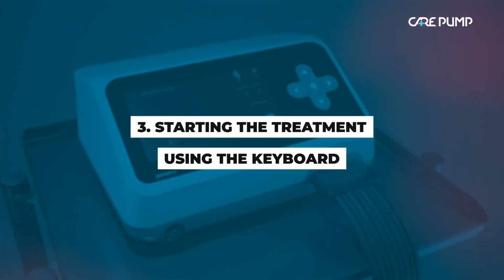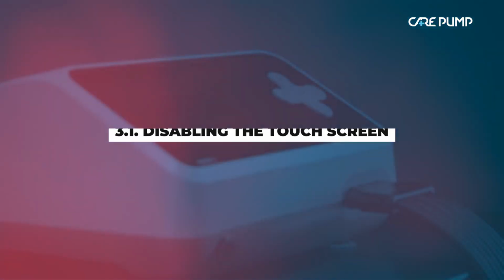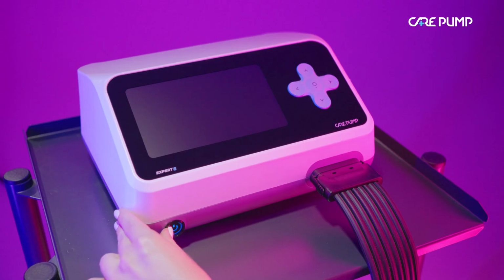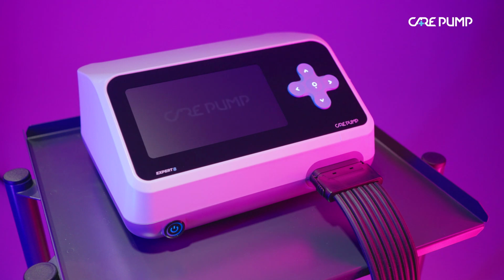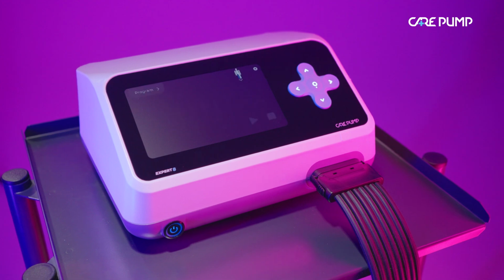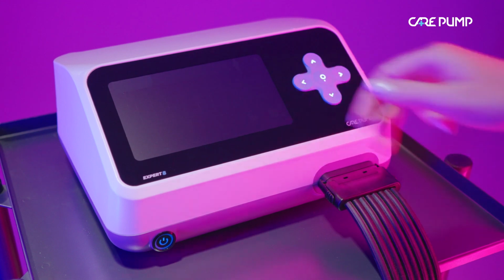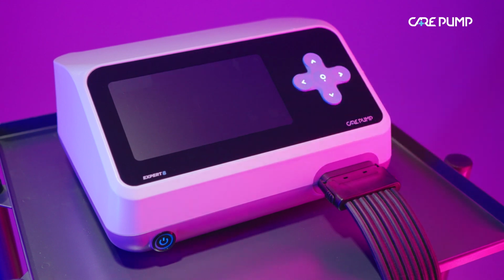Starting the treatment using the keyboard. Disabling the touchscreen. To avoid accidentally changing the settings and to lock the touchscreen, press the buttons on the right and left sides of the touch keyboard simultaneously. Choose program. Display off. The screen will stop responding to touch.